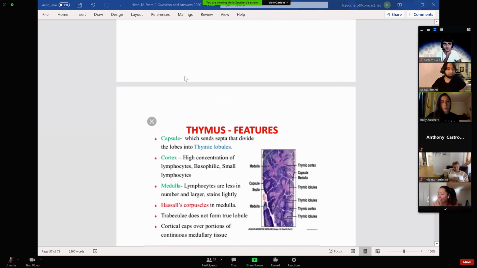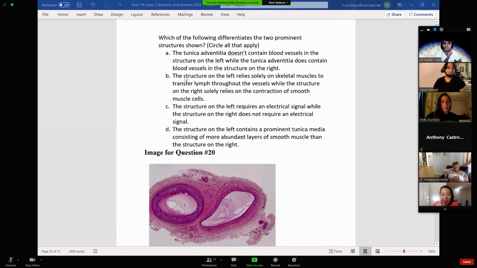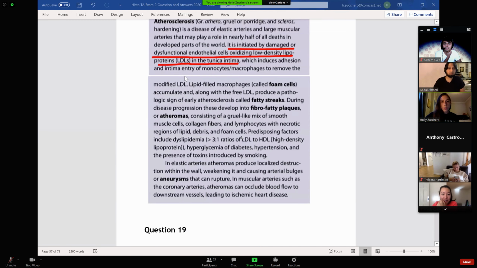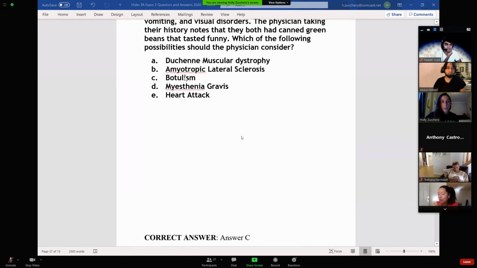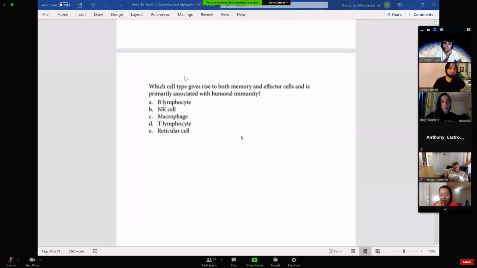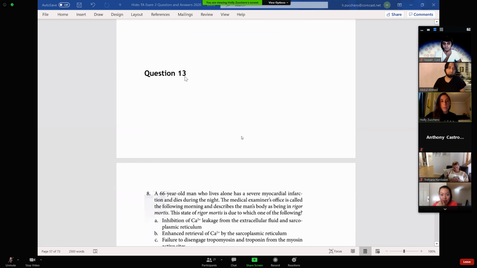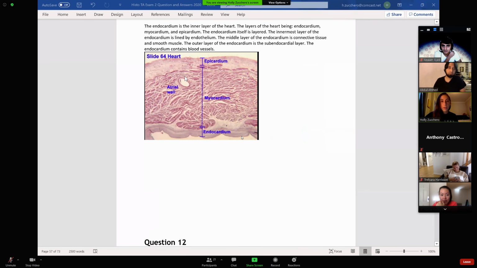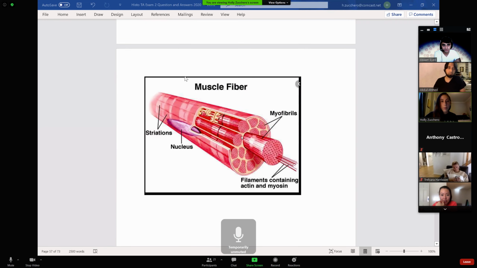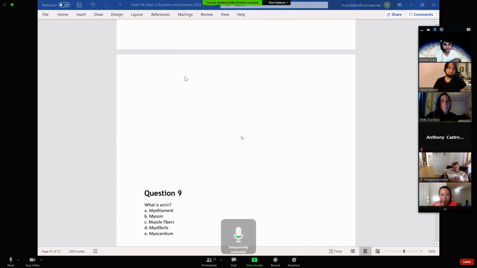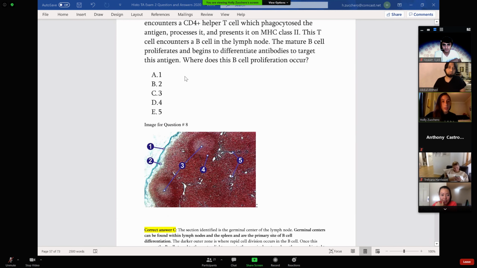Which question was that? It wasn't a direct question, but I'm going back to the picture of the sarcomere. Which zones would get smaller, which ones wouldn't change, or which ones would get bigger, if any do? None of them get bigger.